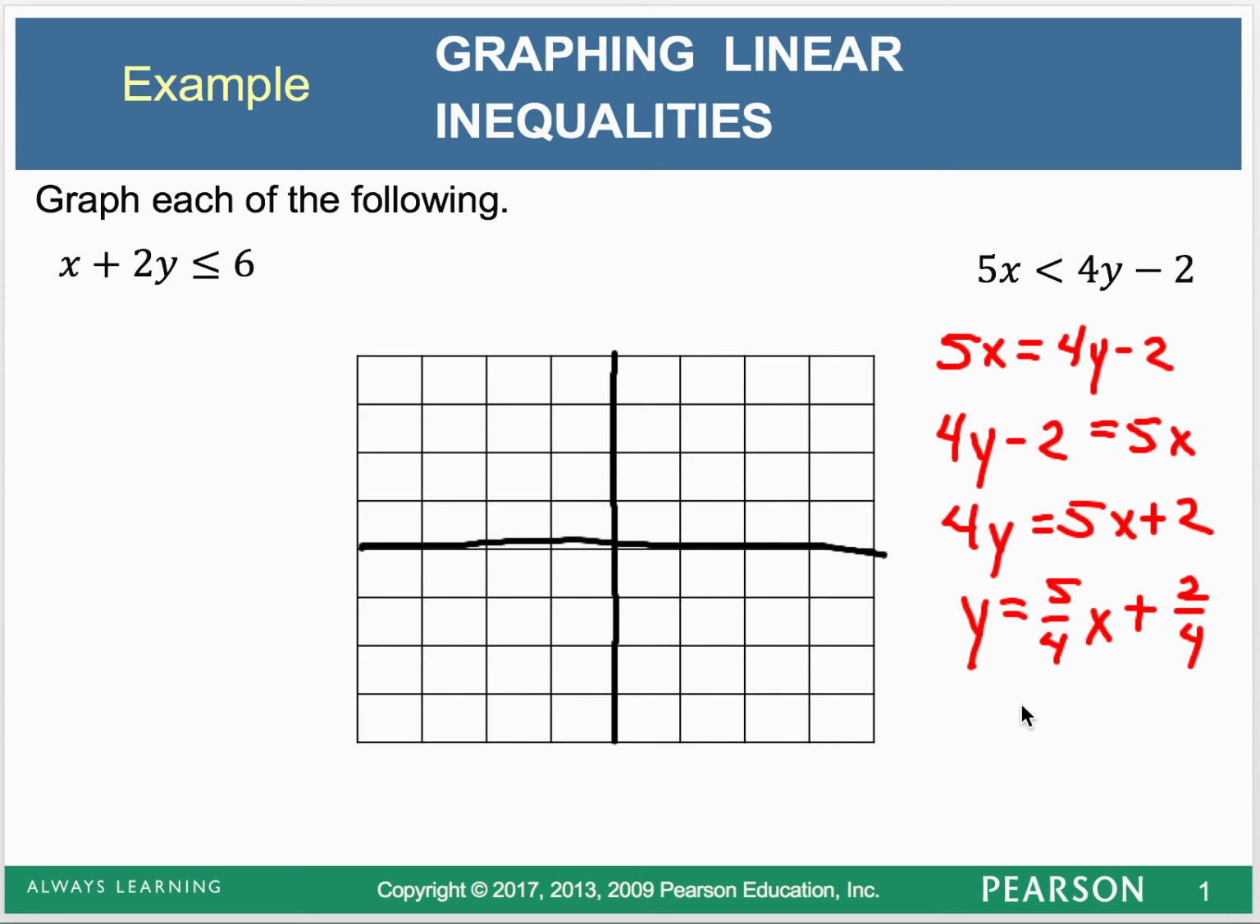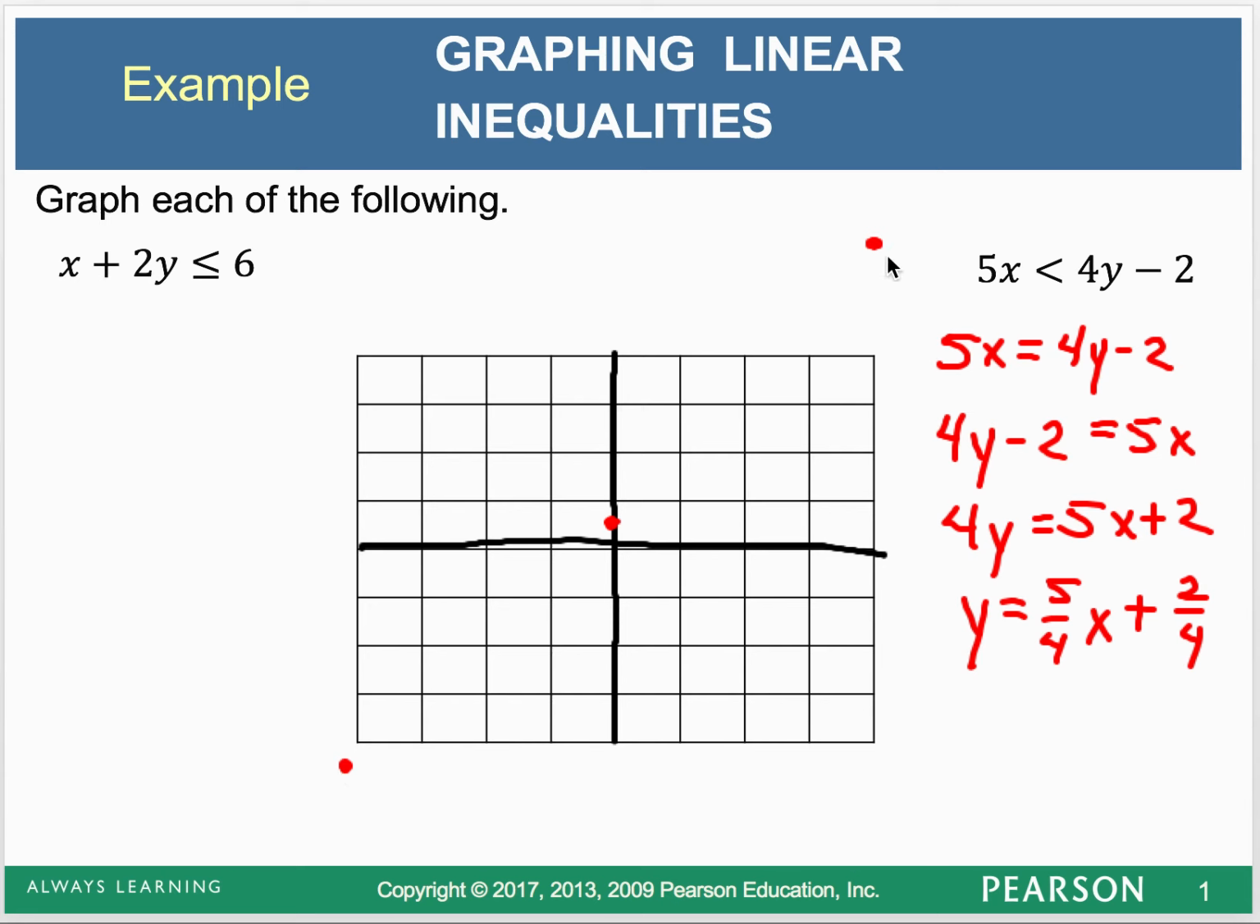Okay, so that means my y-intercept is at 1/2. 2/4 is the same thing as 1/2. And I've got a slope of 5/4. Up 5, 1, 2, 3, 4, 5, and over 4, 1, 2, 3, 4. Or I could have gone down 5, 1, 2, 3, 4, 5, and backwards 4, 1, 2, 3, 4. Either way, I get a line here, right?